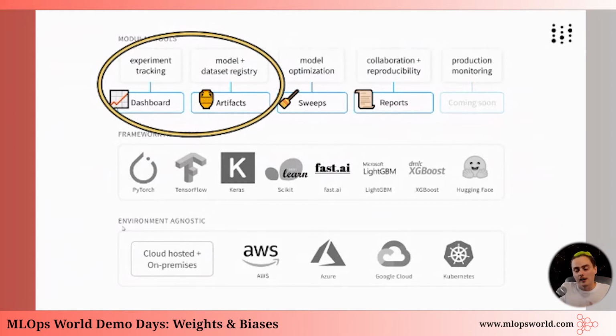So we offer several different modular tools, several different solutions to different problems in the MLOps space. Experiment tracking, registration of models and datasets and other large files. We also offer tools for hyperparameter optimization and for collaborating and providing reproducibility information. But I'm going to focus primarily on the experiment tracking and the model and dataset registry stuff in this talk.